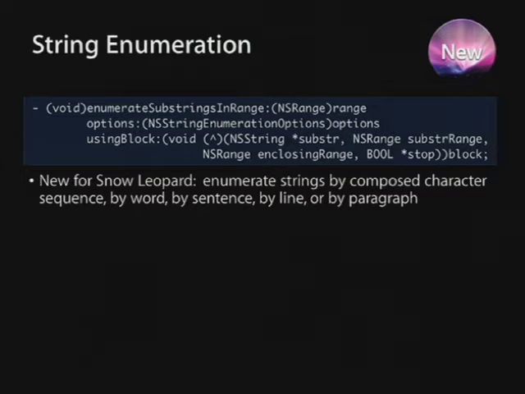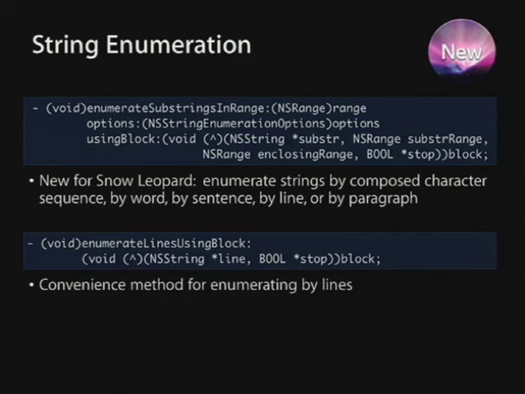Something new we have in Snow Leopard, talking about composed character sequences, is a block-based API for enumerating through a string. And you can go through the string many different ways. You can do it by composed character sequences, by words, by sentences, by lines, by paragraphs, just by passing different options to this API. And we have an even simpler convenience API that just goes through a string by lines if you want to go through the lines in a piece of text. Very simple, easy to use, based on blocks.